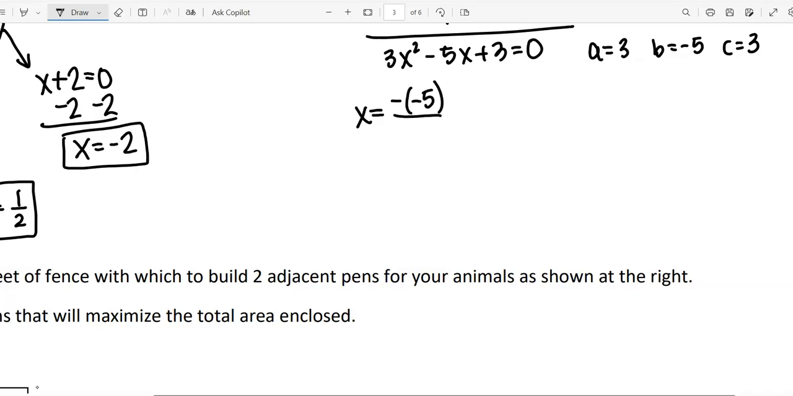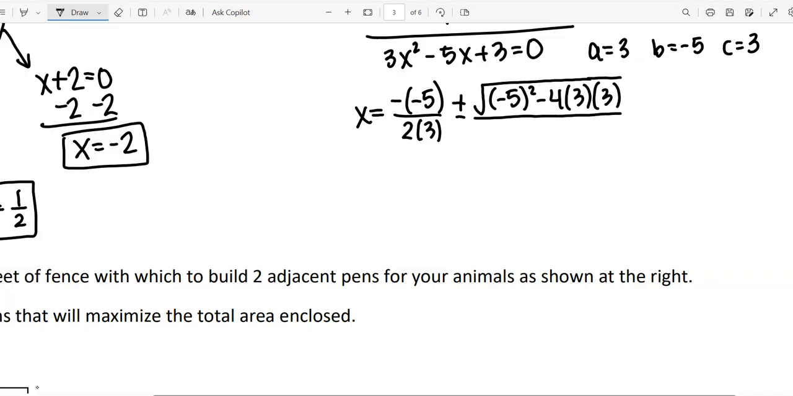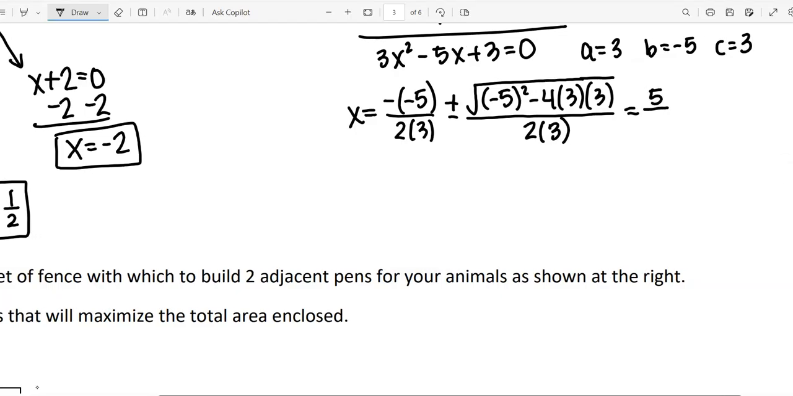Why did I do 9 minus 12? Where did you get that? Gabe, I think the square root was negative 11. 25 minus 36? Yeah, that sounds a little bit more appropriate. This will be 5 over 6, yes? Plus or minus. You're checking your work if you use quadratic formula.